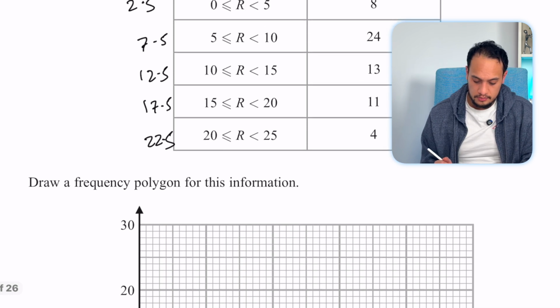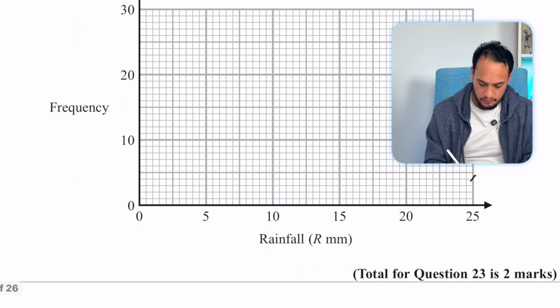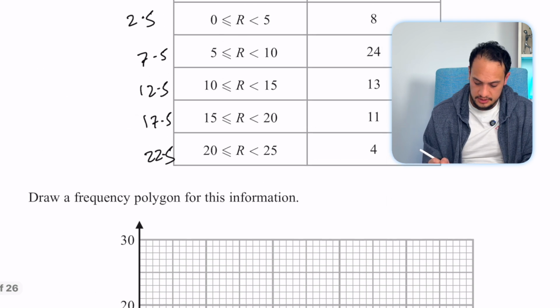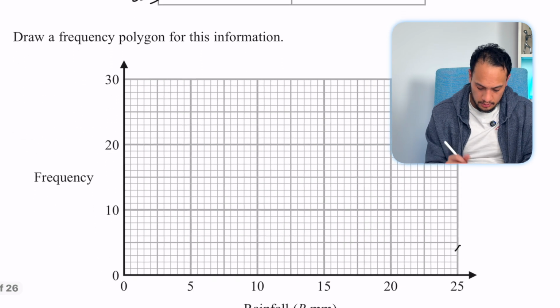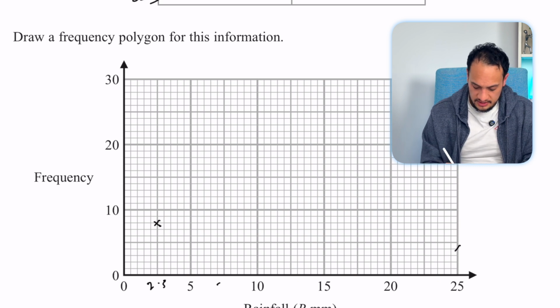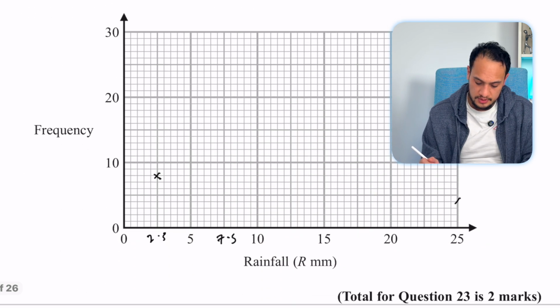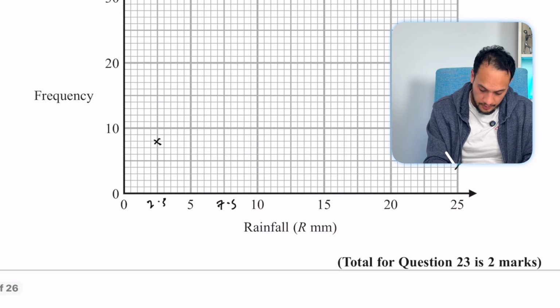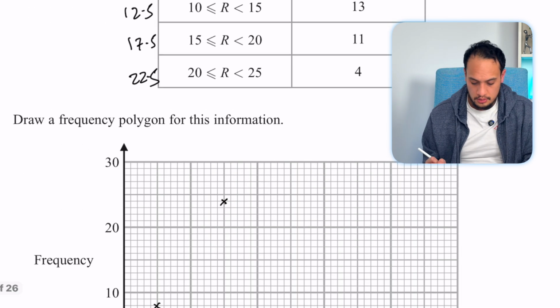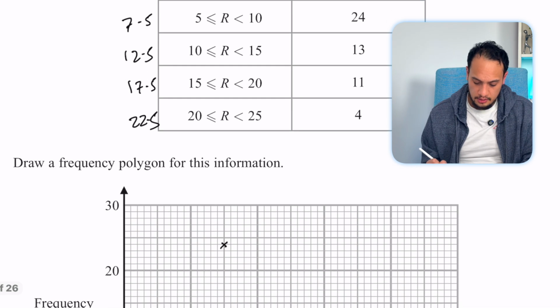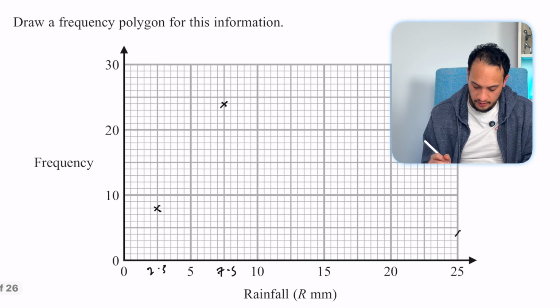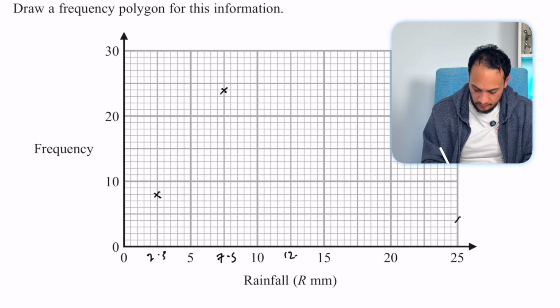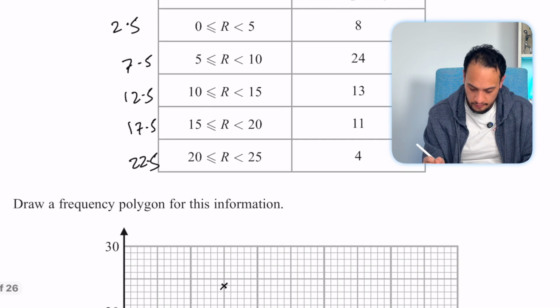So we've got 2.5 will be here. Our frequency is 8, so that will be here. We've got 2.5 like that. And then we've got 7.5 there. So 7.5, we've got 24. That will be plotted here. Then we've got 13 on 12.5. So 12.5 will be here. It's the midpoint of our range.